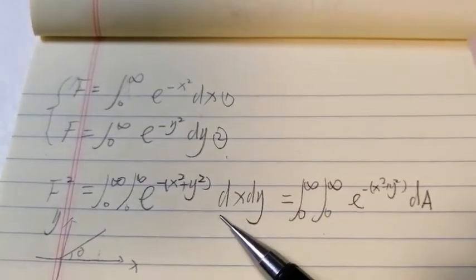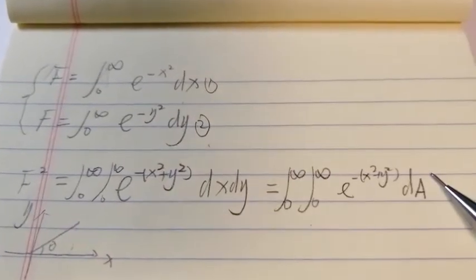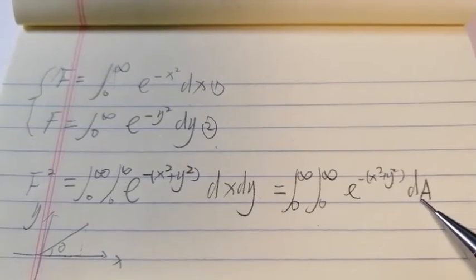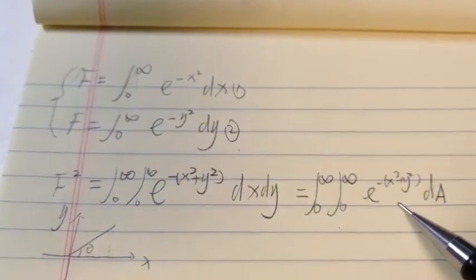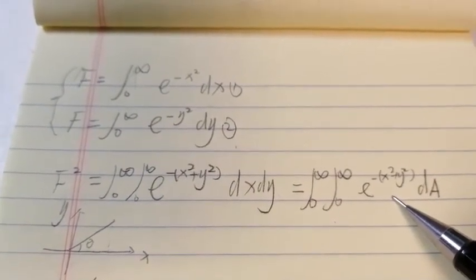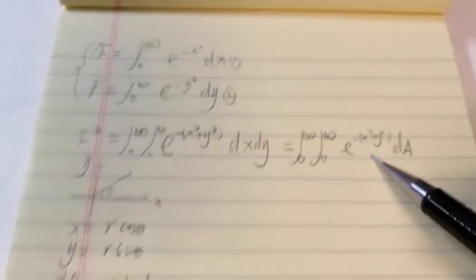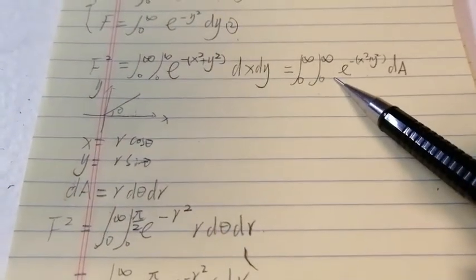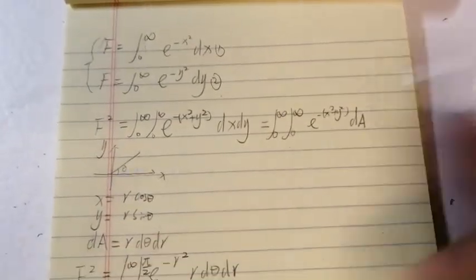So basically, as we all know, dx times dy equals dA, where dA means an area. And by assuming r squared equals x squared plus y squared, we can get this function. By doing this, we change this function from Cartesian coordinates to polar coordinates.